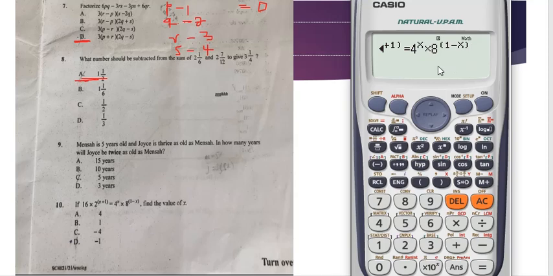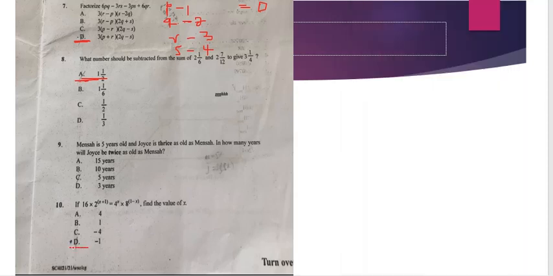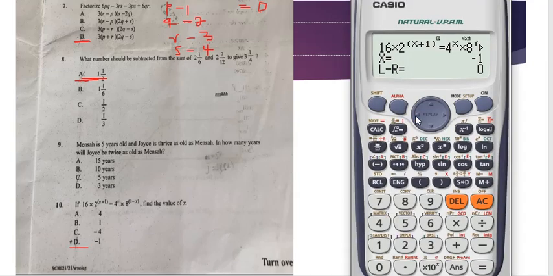Now all you have to do is just solve it. You click on shift, you click on solve, and then after that you click on the equal to sign. You get the exact answer. So the correct answer is minus 1. In case you follow diligently, you would be able to understand what I just did. It's very simple. You just have to follow the procedure, follow whatever I did, and then it's just simple.